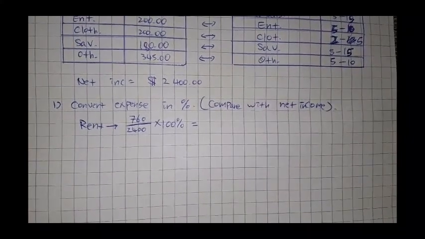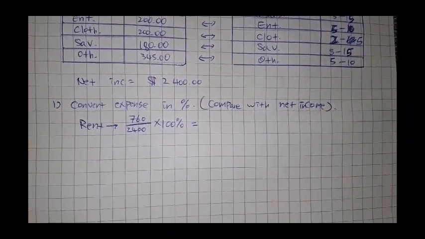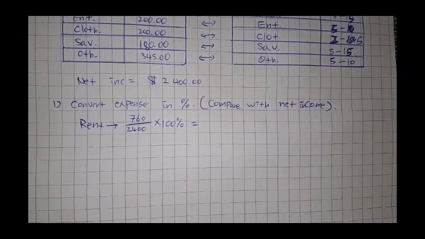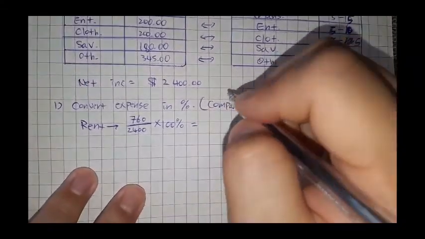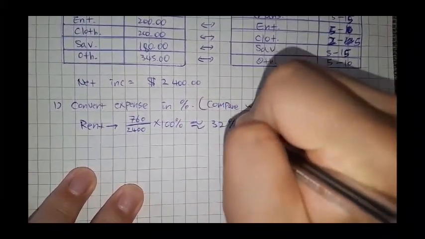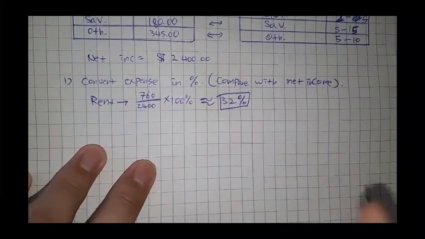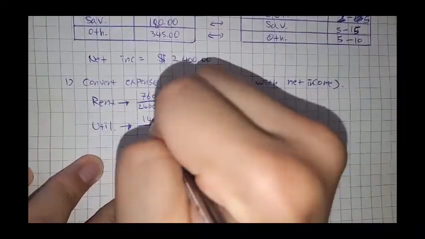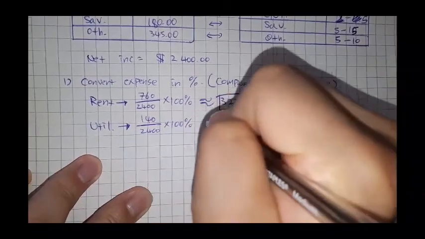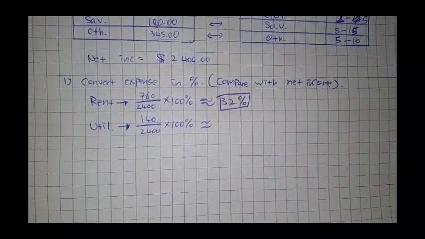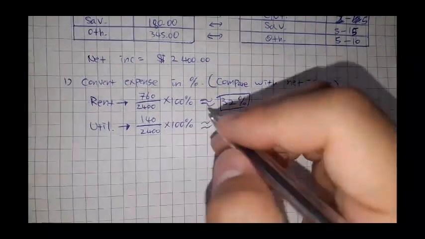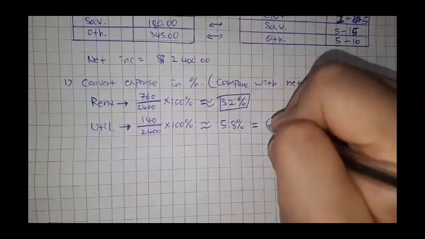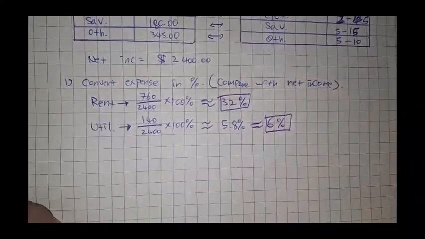Take out your calculator, which in my case I'm going to use a computer. And when you do the calculation, 760 divided by 2,400, that is about 0.32. So it turned out to be around 32%. Do the same thing. It's about 5.8%, which is 6%.